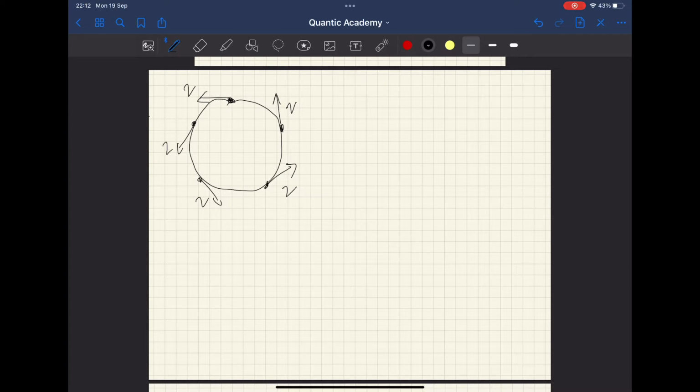If you do the math, you figure out that the centripetal acceleration points towards the center of the circle. Always. It always points towards the center of the circle, no matter where you are on the circle. So the centripetal acceleration, its magnitude is given by v squared over r. And the centripetal force is just mass times acceleration, so it's mv squared over r.